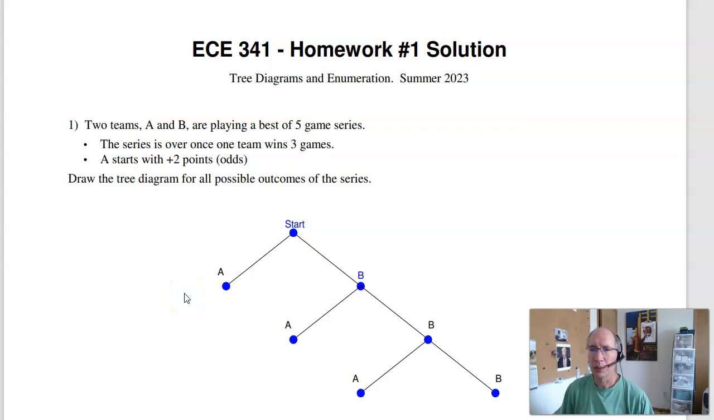Here are solutions to homework set number 1 for ECE 341 random processes.